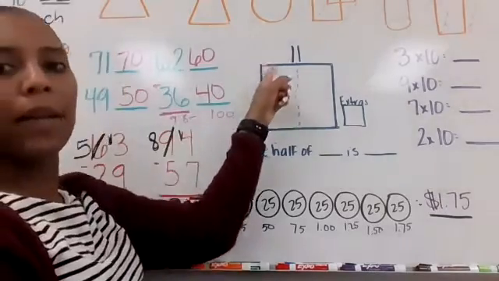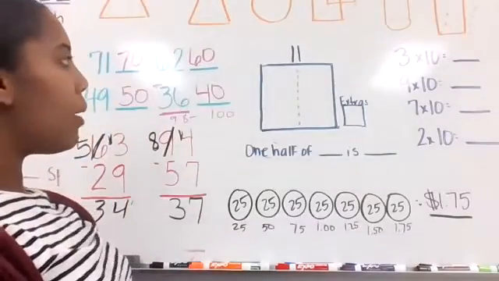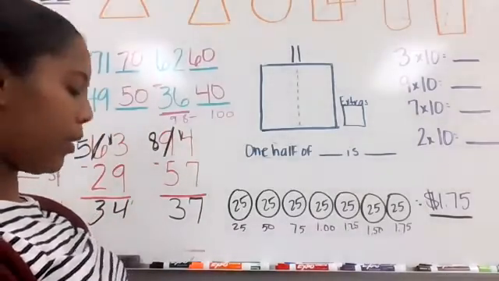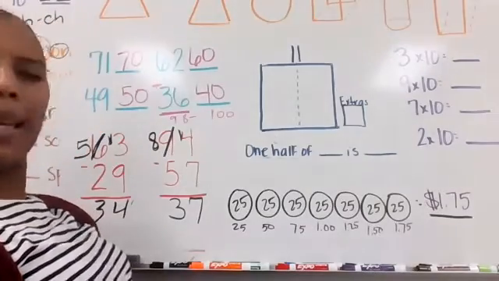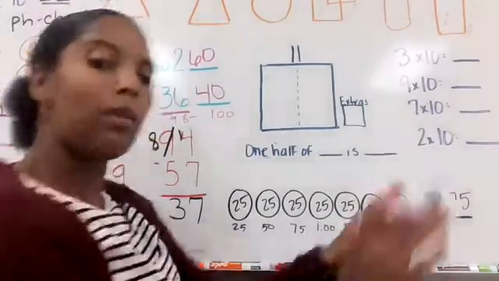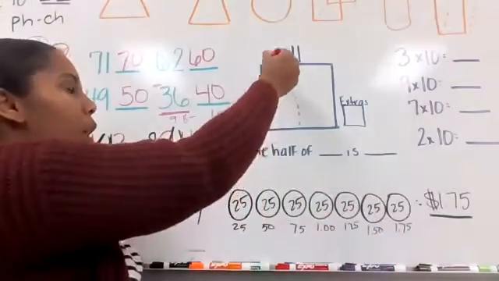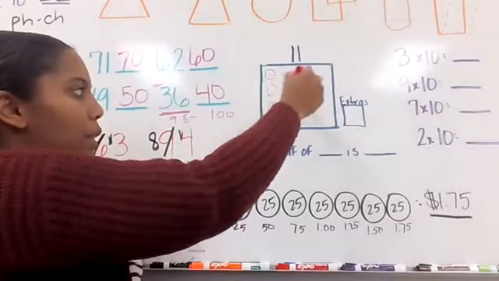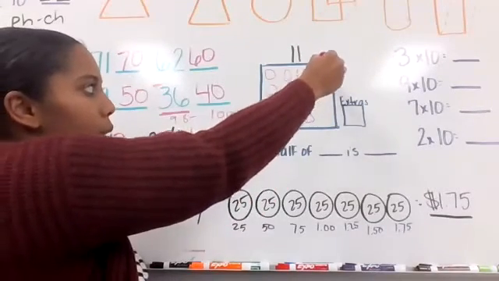So I have 11 grapes that I want to share with someone, and I want to put it in half, right? But the problem with 11 is what? What's wrong with 11? It's an odd number, right? And I can't split odd equally. So let's divide my 11 in half. 1, 2, 3, 4, 5, 6, 7, 8, 9, 10.